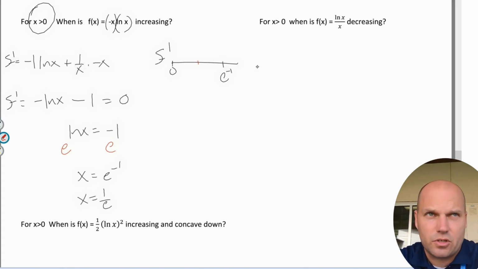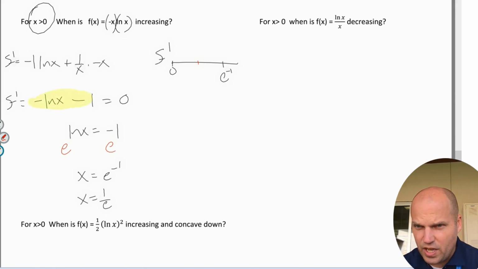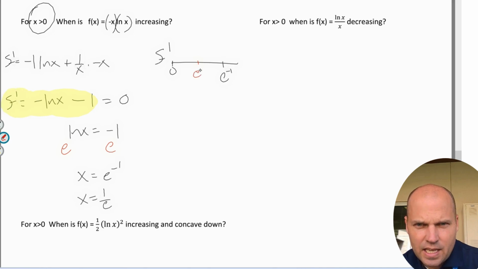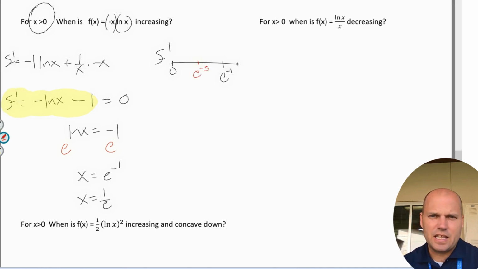We like to plug in whole numbers usually that are easy to work with. But my derivative in its simplest form, which is this, has the natural log function in it. This is why we choose e to powers. Like e to the negative third is 1 over e cubed. It's between 0 and e to the negative first. E to the fourth is an easy test point to plug in. But you got to make sure you do it correctly.